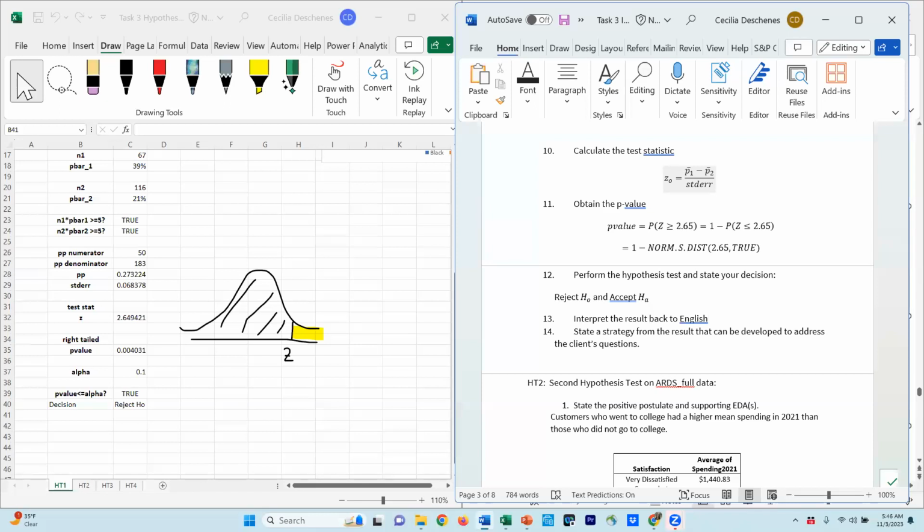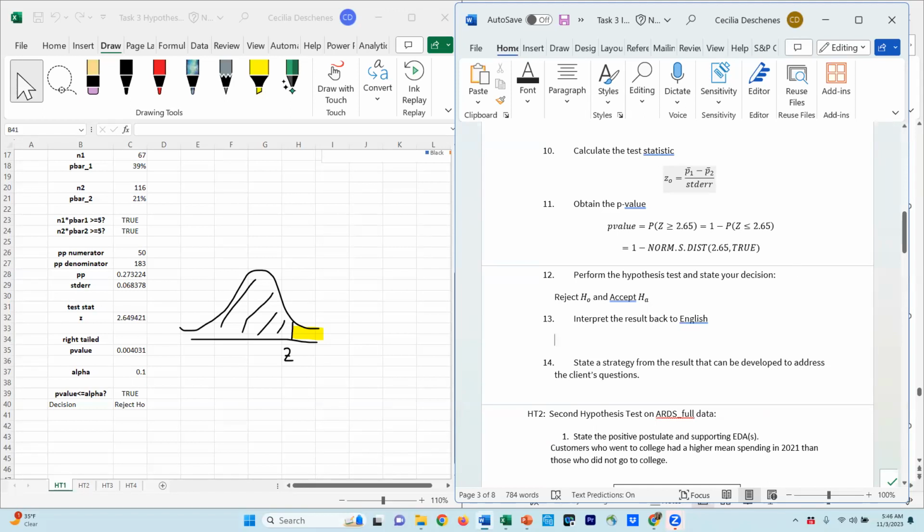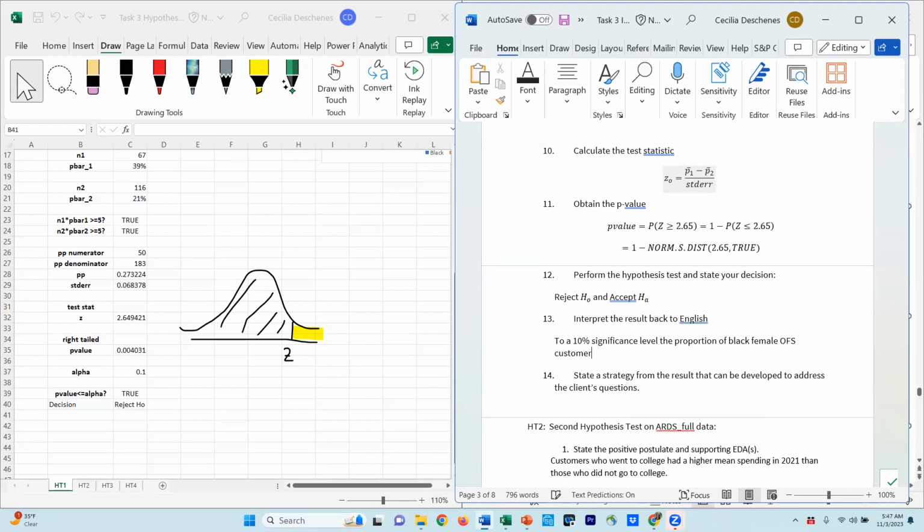So we're going to interpret that back in English. So we say at a 10% significance level, the proportion of Black female OFS customers is greater than the proportion of Black male OFS customers.